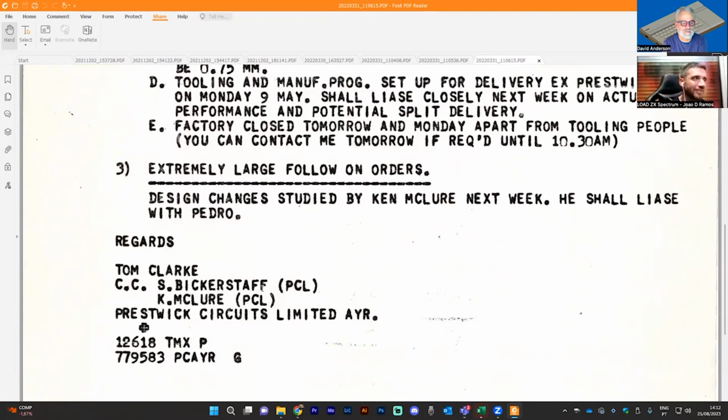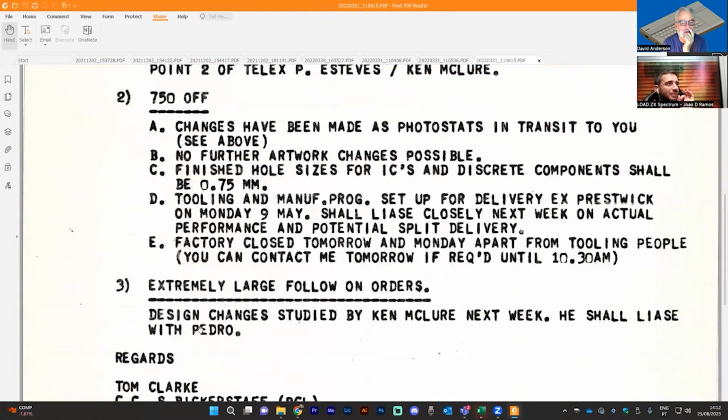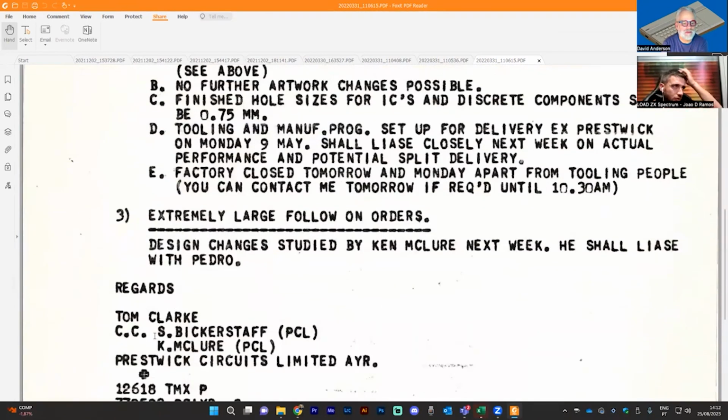I knew this, but now I have something that proves it. Look at this. I was trying to understand. Okay, so this is being sent by a guy called Tom Clark, with CC to Stuart Bickerstaff from PCL. PCL stands for Prestwick Circuits Limited. It's the biggest manufacturer of PCBs for the Spectrum, as far as I know. I'm perhaps throwing to the table that it is the biggest, but at least it's the well-known one. I think it's the one that did most of the things.